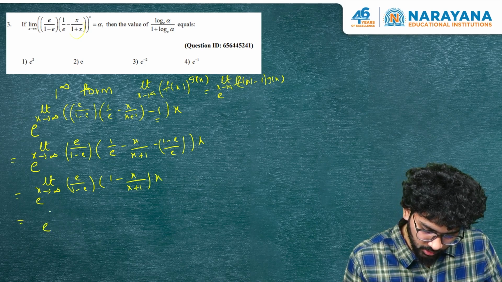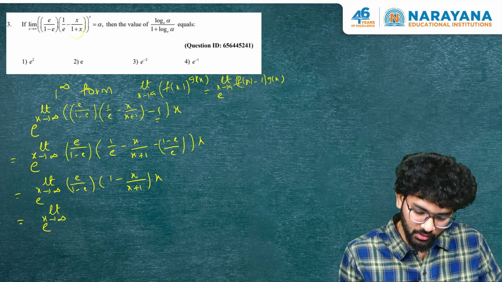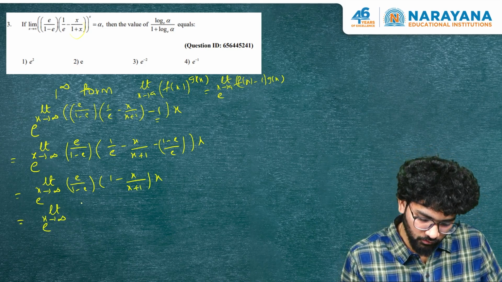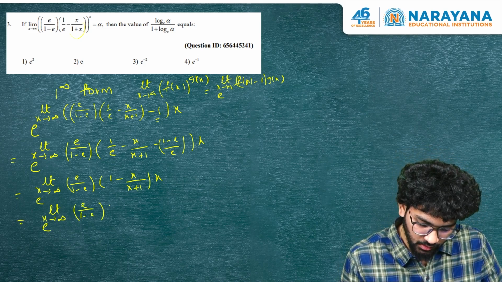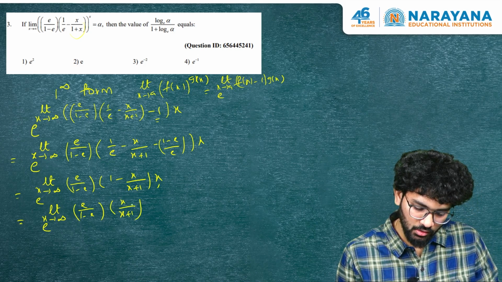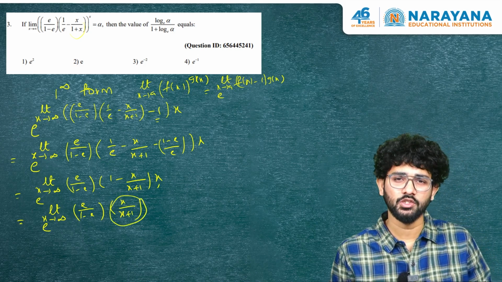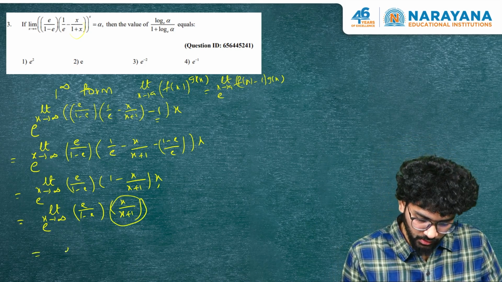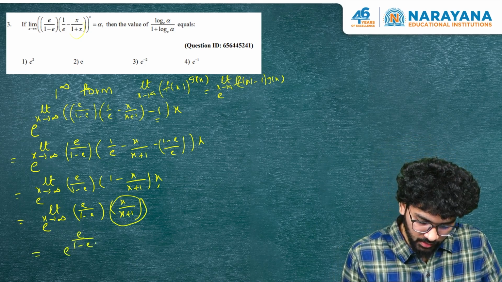So further it will be simplified to limit as x tends to infinity, x plus 1 minus x will cancel, and it will be e by 1 minus e into x by x plus 1. So if I take the limit as x tends to infinity for this expression, it will be 1. So finally we are writing it as e by 1 minus e.